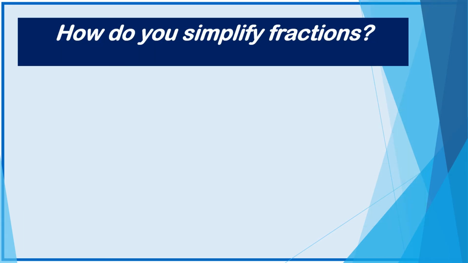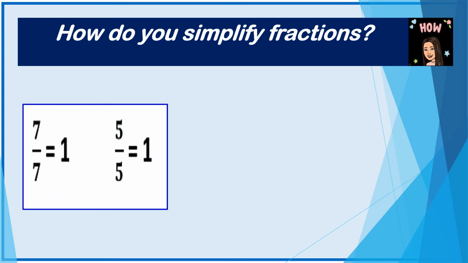Now, there is also a need for us to recall how to simplify fractions, because we need to simplify our answer whenever necessary. Example, 7 over 7 or 1, 5 over 5 or 1. This would mean that a number divided by itself is equal to 1.